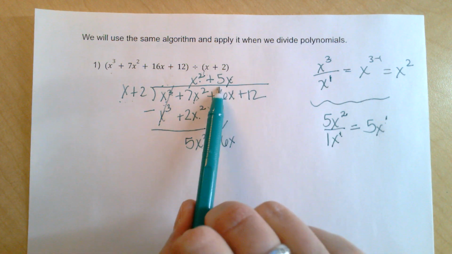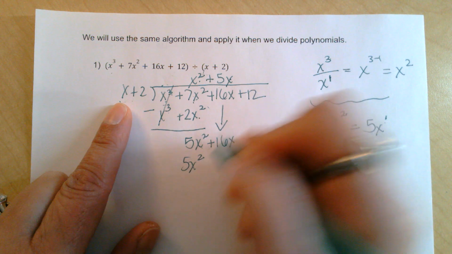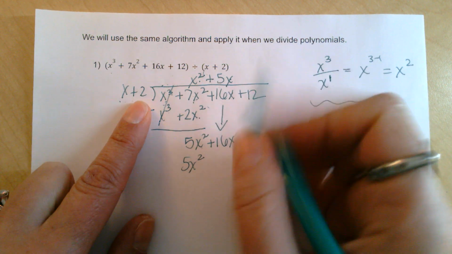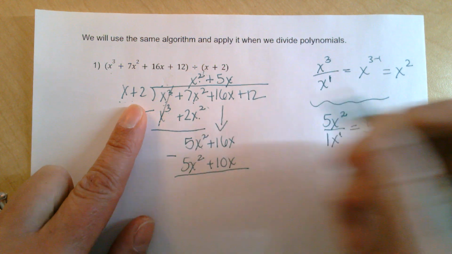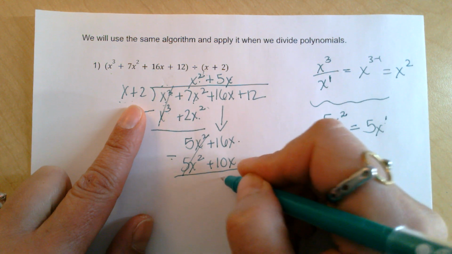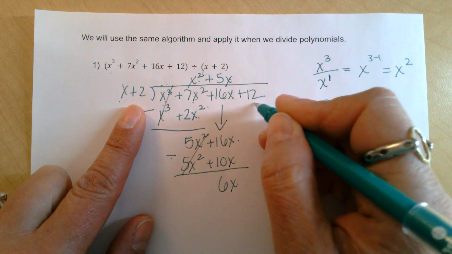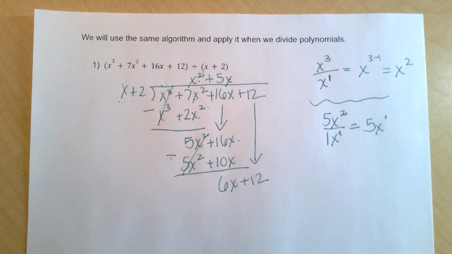All right, so we're going to have to multiply 5x times x. That's going to give us 5x squared. We definitely want that. 5x times 2 gives us 10x. We subtract them. These should cancel out. 16x minus 10x is 6x. Bring down your positive 12, which is plus 12.